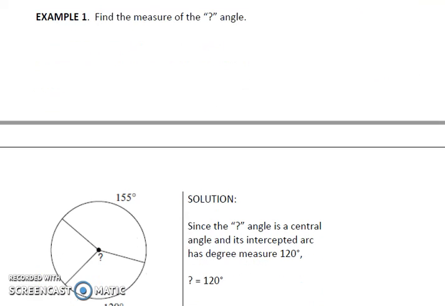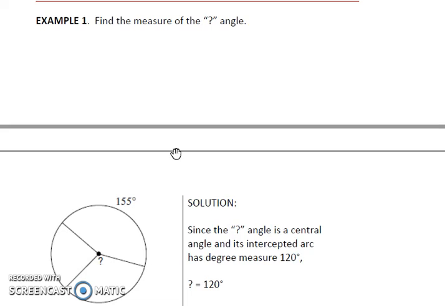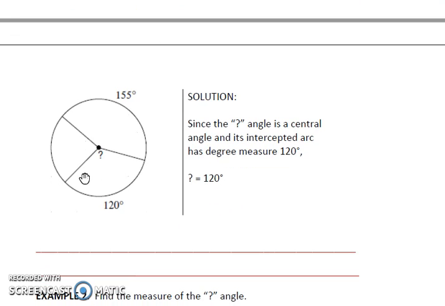Example 1. Find the measure of the question mark angle. So we want to know what's the measure of this angle here in this circle. Given that the degree measure of this intercepted arc is 120 and the degree measure of this intercepted arc is 155.